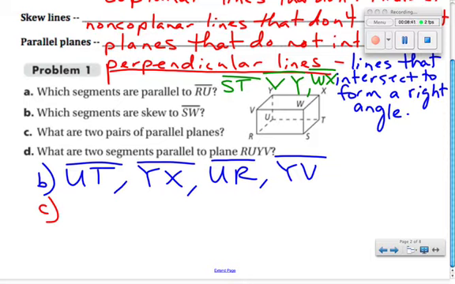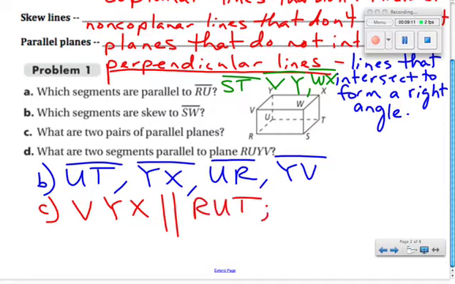So can someone please name for me a pair of parallel planes? Matthew. VYX and RUT. VYX is parallel to RUT, yes. Notice the notation, the 2 parallel lines indicating parallel. VYX is parallel to RUT. Another pair of parallel planes. VWS and YXT. VWS and YXT, yes.